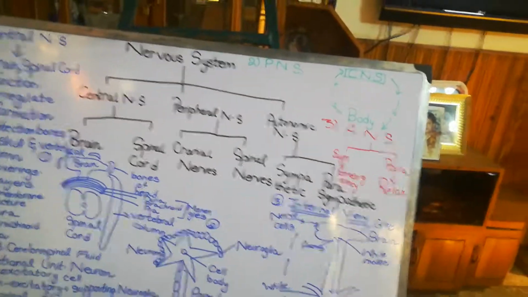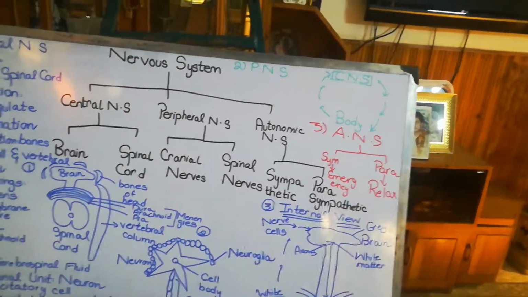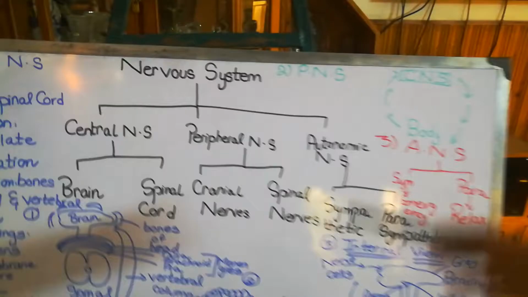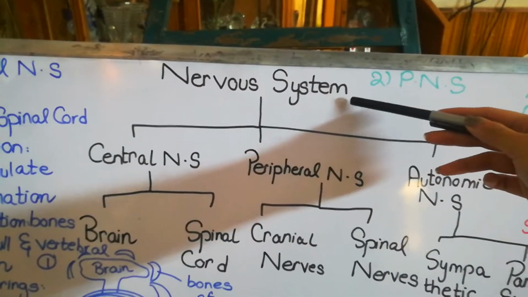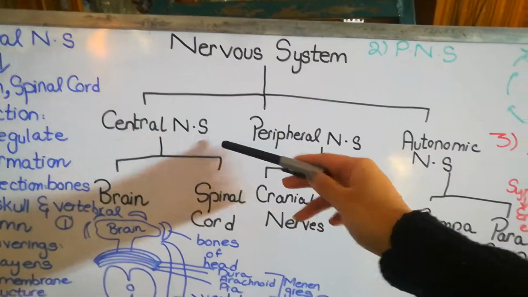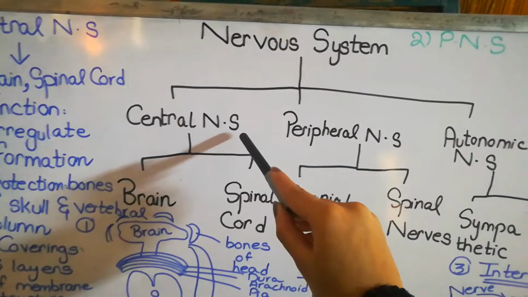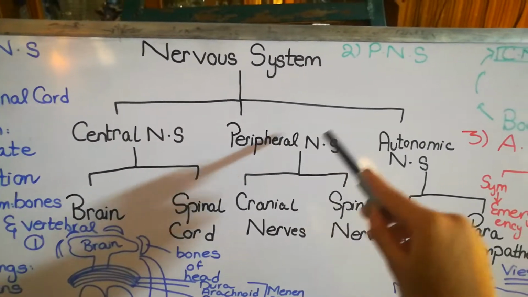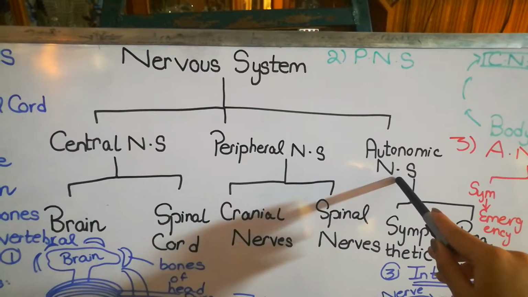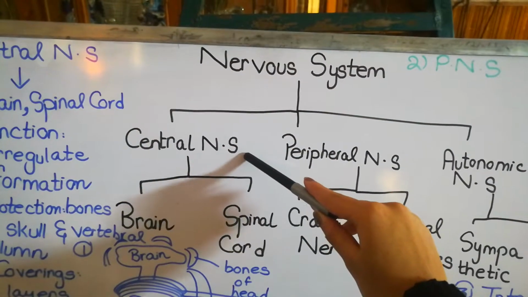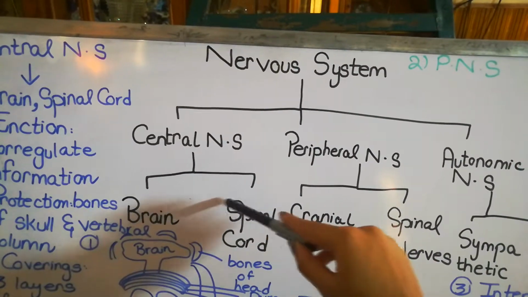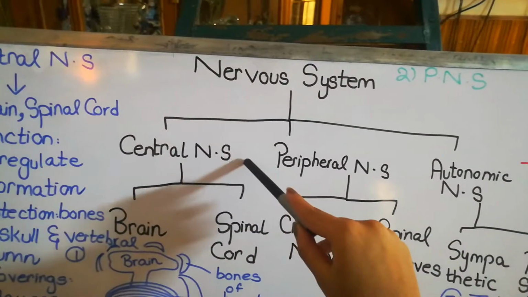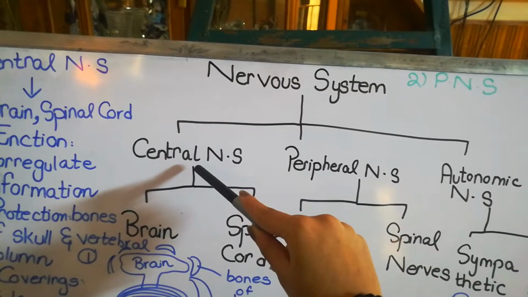First of all, we are going to start with the classification of the nervous system that I've shown you with this flow chart. The nervous system is divided into three types. You have the central nervous system, the peripheral nervous system, and the autonomic nervous system. The central nervous system consists of your brain and the spinal cord. So brain and spinal cord together form the central nervous system.